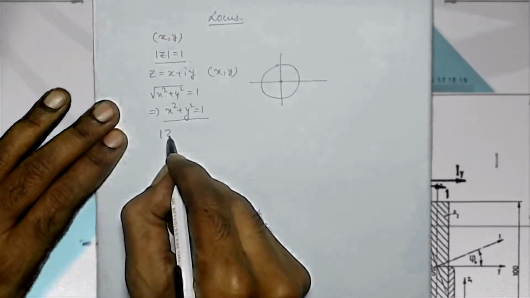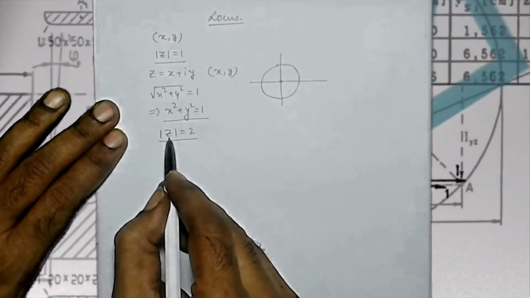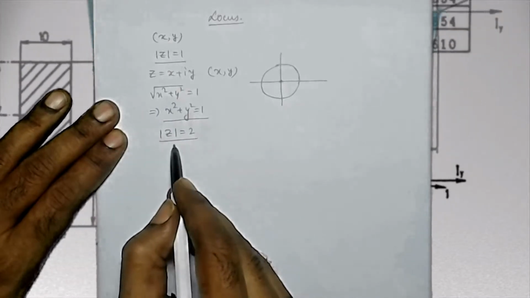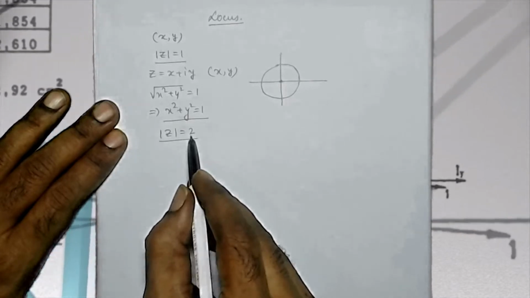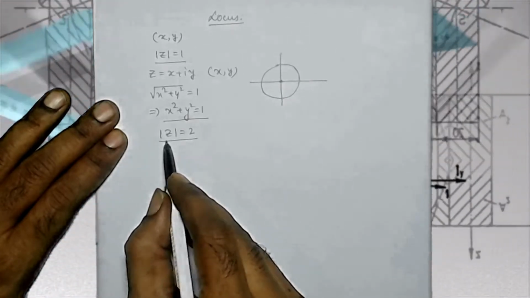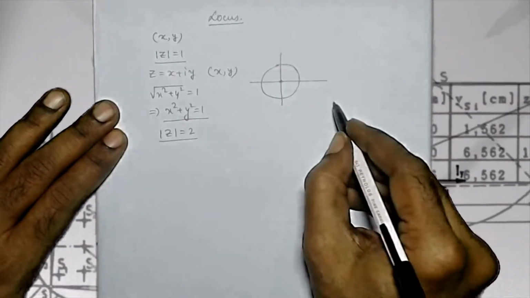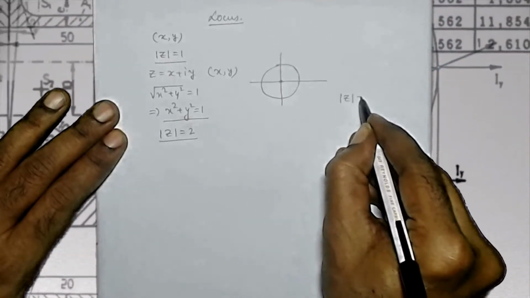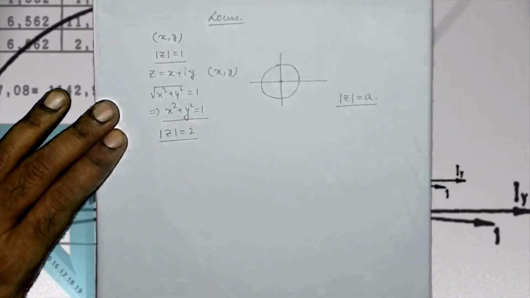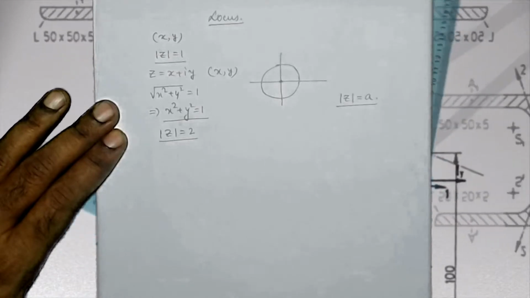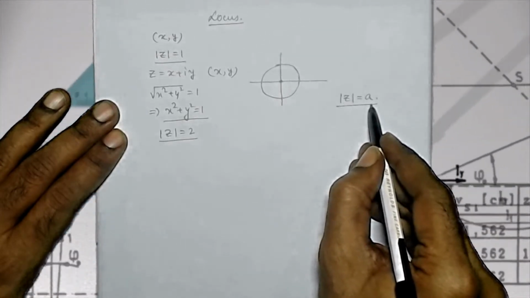If I say mod z is 2, from here you can say now, without replacing z by x plus iota y, we can easily say that this represents a circle whose center is at the origin and radius is 2 units. Is it clear to all of us? That is, if mod z is a, then this always represents a circle on a complex plane whose center is at the origin and radius is a unit.